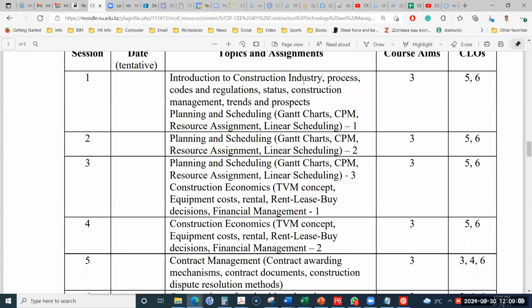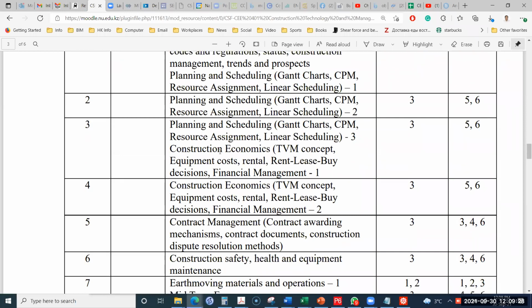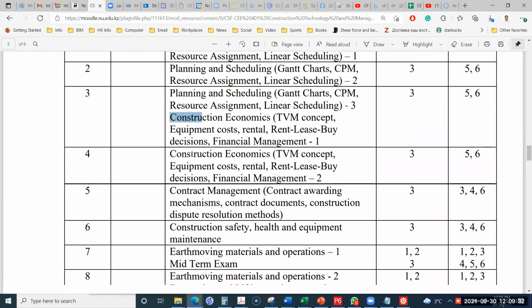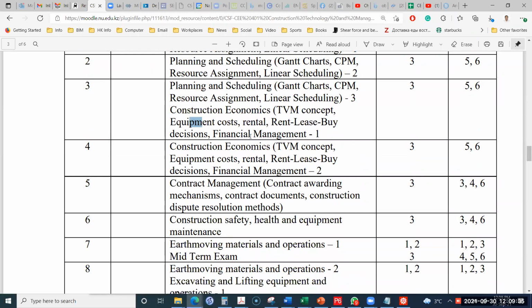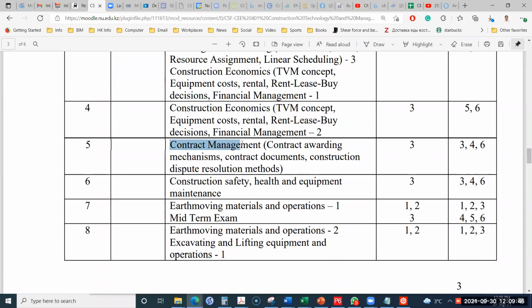We have covered the introduction to the construction industry, which was the very first topic. We have covered planning and scheduling, which was the second topic, and in that we also have resource assignment and linear scheduling planning. Then there was a topic, construction economics: equipment cost, rental, lease, buy decisions, financial management, time value of money concept. Then topic number 4, contract management, which we also covered. And the last one, construction safety, health, and equipment management. So these were the 5 topics.